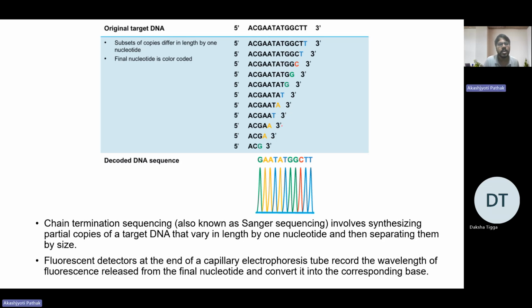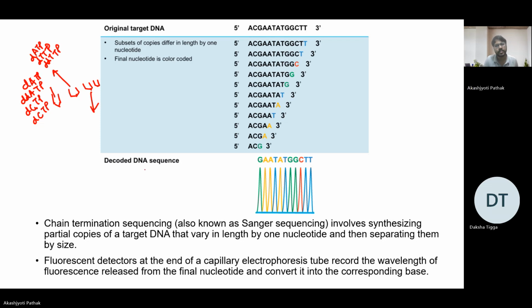In Sanger sequencing, there are four sets of reactions. In the first reaction, you add dATP, dCTP, dGTP, dTTP, and along with that, you add ddATP. In the second reaction, you add dATP, dGTP, dCTP, and along with that, you add ddTTP. And in the third, you do the same with dATP, dTTP, dCTP, and along with that, ddGTP.